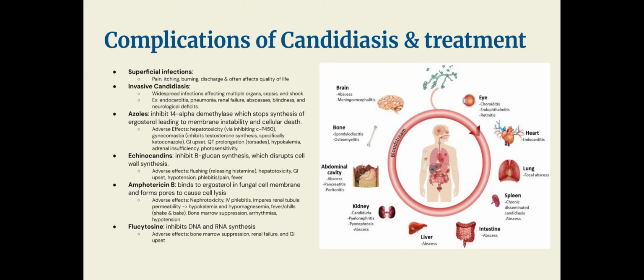With the flucytosine, it will inhibit the DNA and RNA, and it's often used alongside the amphotericin B. And same thing, you need to worry about the bone marrow suppression and renal failure as well.